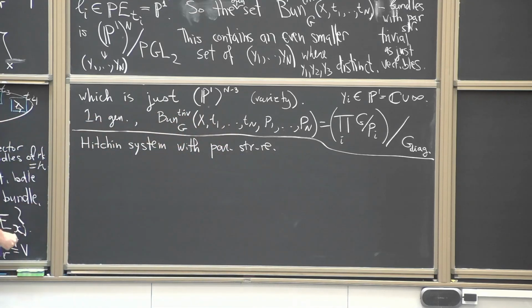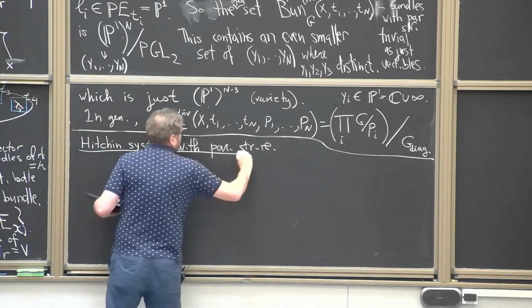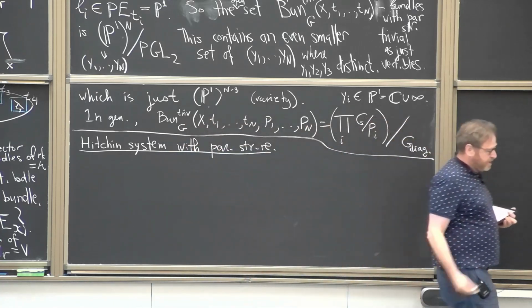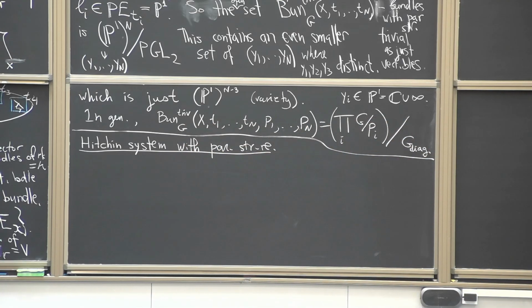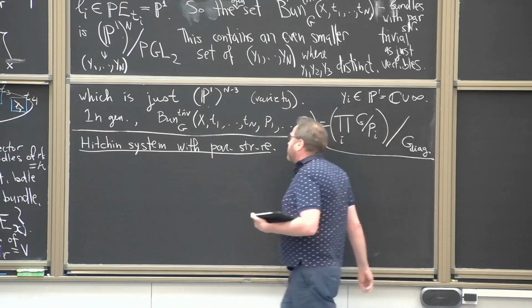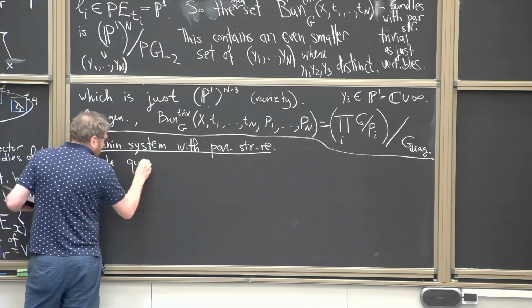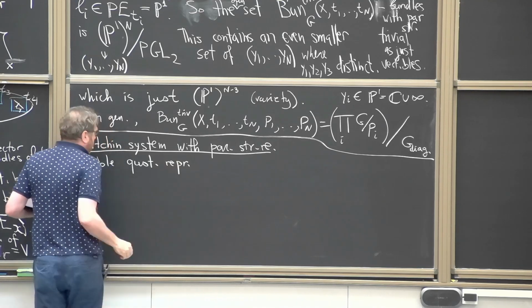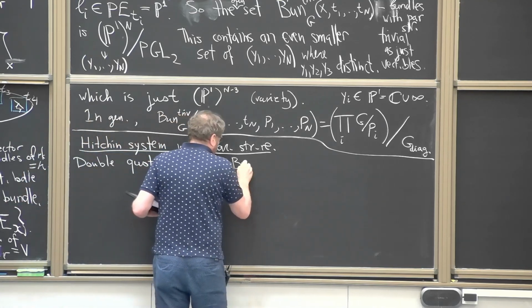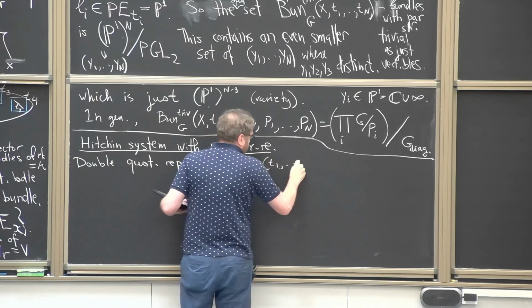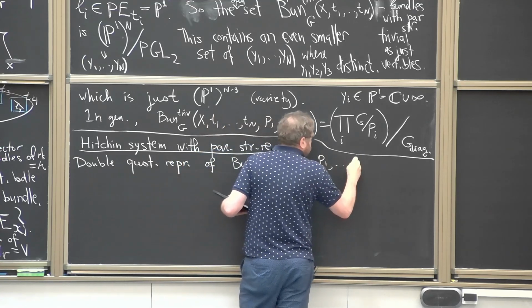And it generalizes rather straightforwardly. Remember that the Hitchin system was constructed by realizing Bun_G as a double quotient and descending a certain collection of Hamiltonians upstairs on the cotangent bundle of the loop group down to the double quotient. Well, we can still represent it as a double quotient here. So, the double quotient representation of Bun_G with T1, ..., Tn and P1, ..., Pn.